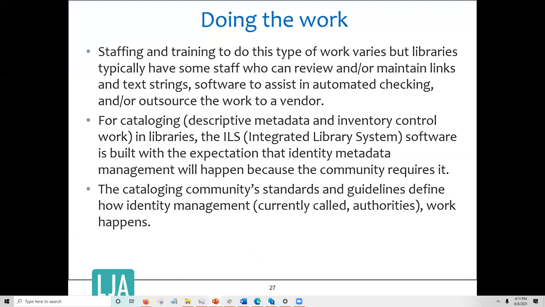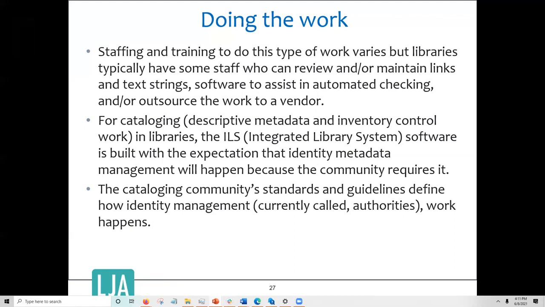And there are tools out there, and some ILSs may help in terms of doing this kind of work. And of course, there are some vendors out there too that will help with that kind of work. So for cataloging in libraries, we're talking about descriptive metadata, and it can also include some inventory control work. We like to see cataloging work as descriptive metadata, because that feels like a good connection to the larger metadata world, which it is, but it also has some inventory control aspect. Sometimes we have to put barcodes on books, that kind of thing.